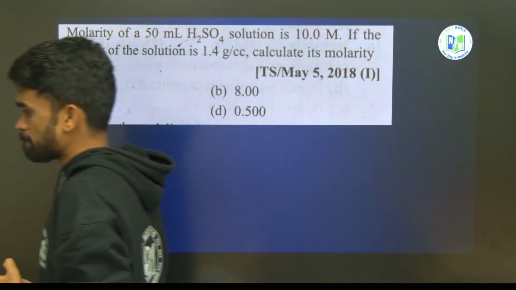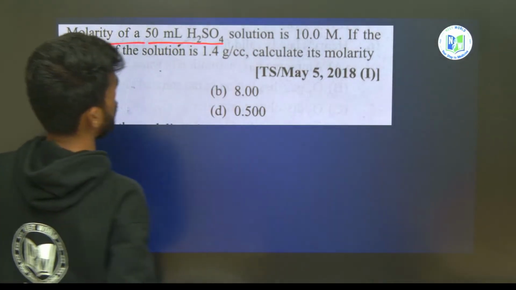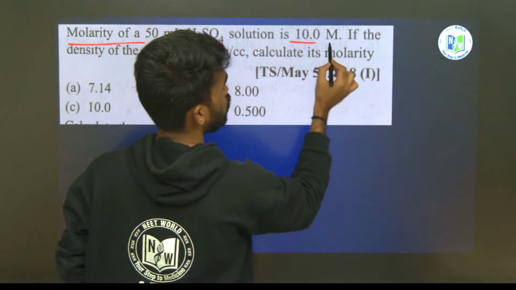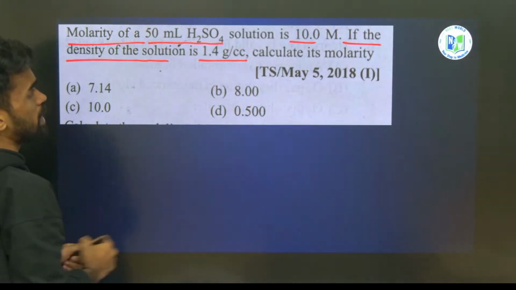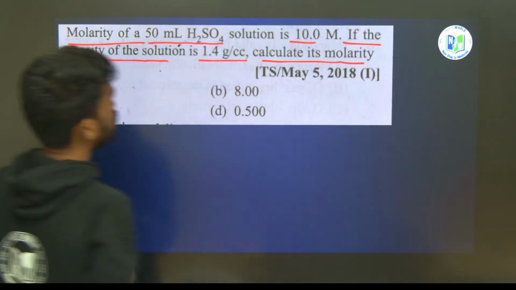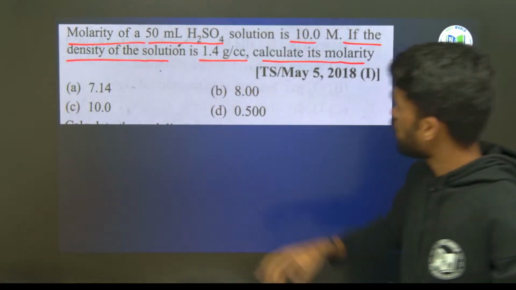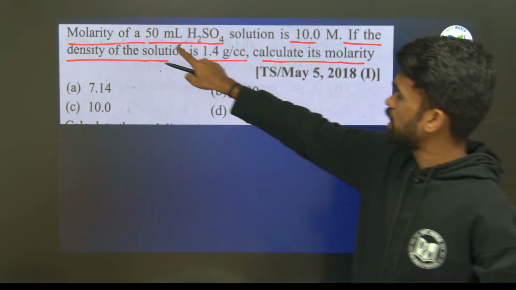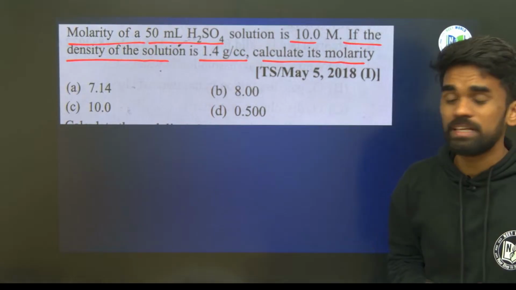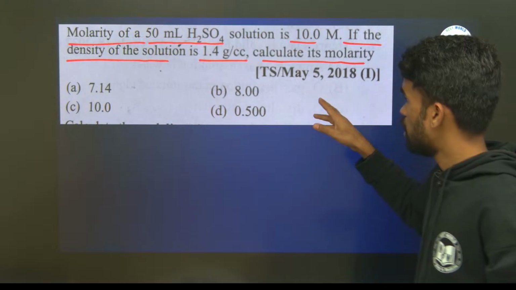Look at this. The molarity of 50 ml sulfuric acid is 10 molar. If the density of the solution is 1.4, then calculate its molarity. What are you going to do? Molarity is given, so how does density affect this? For 50 ml, multiply by the density so that you get the weight of the solution. From that you can give a try.